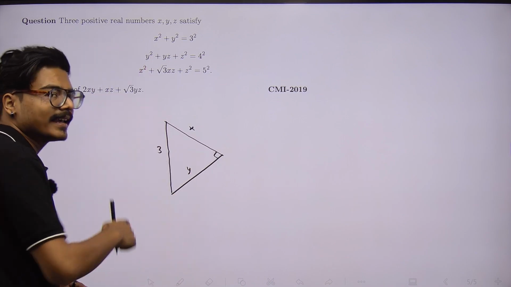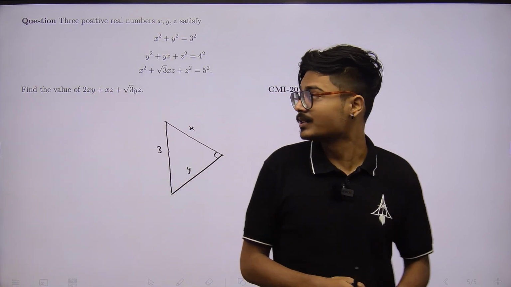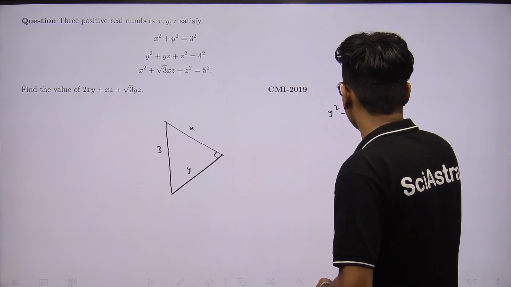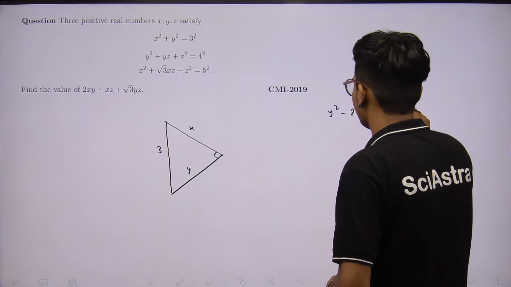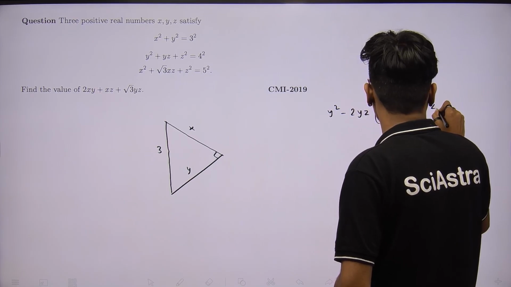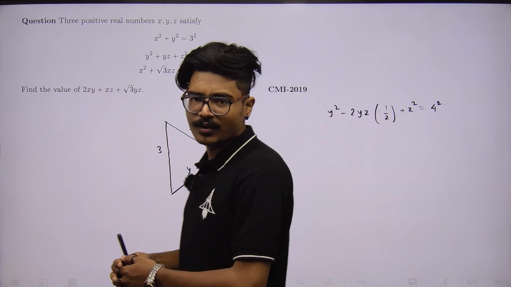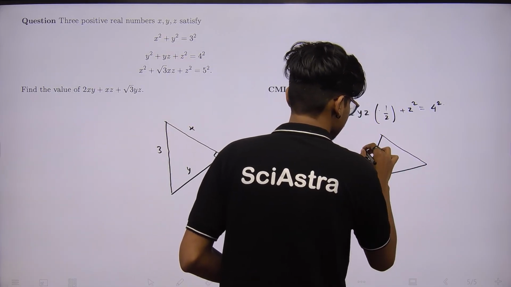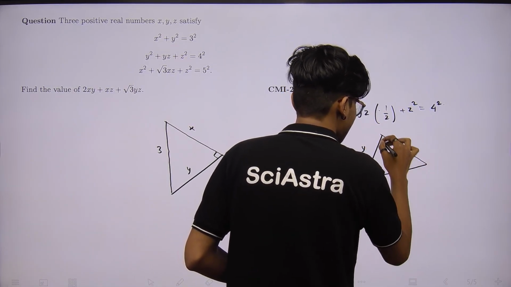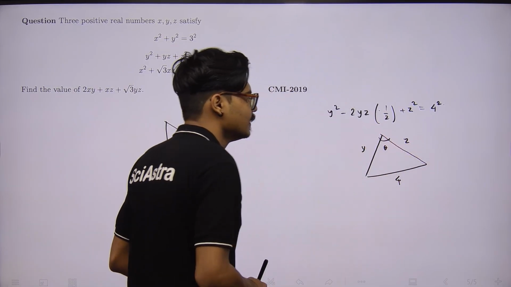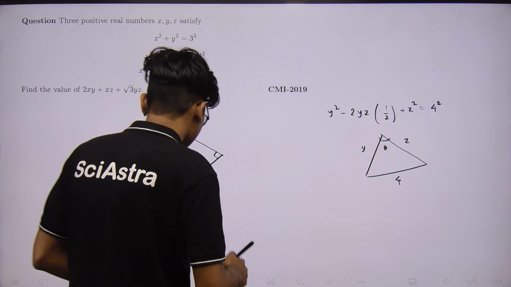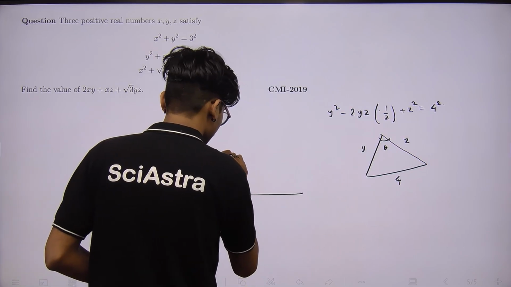Now if we look at the second equation, we can rearrange it like this. This is nothing but y square minus 2yz times minus half plus z square equal to 4 square. Now this should remind you of the cosine rule. So from here you can say that there is a triangle with side lengths y, z and 4, and this angle in between theta is such that cos theta is minus half. So from here we can say that the value of theta is going to be nothing but 120 degrees, right?